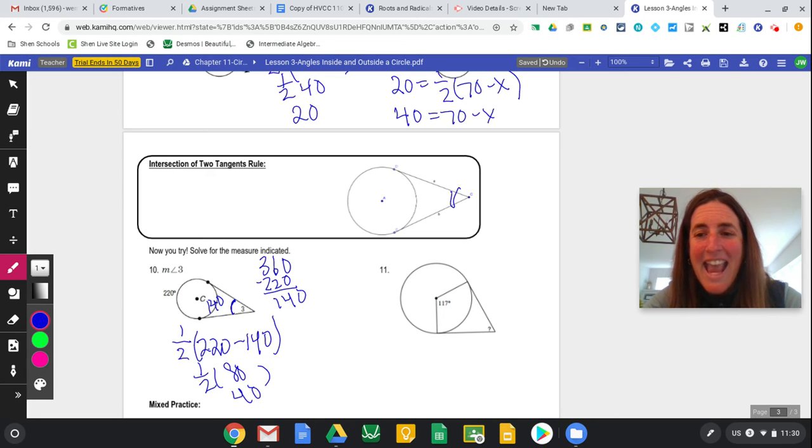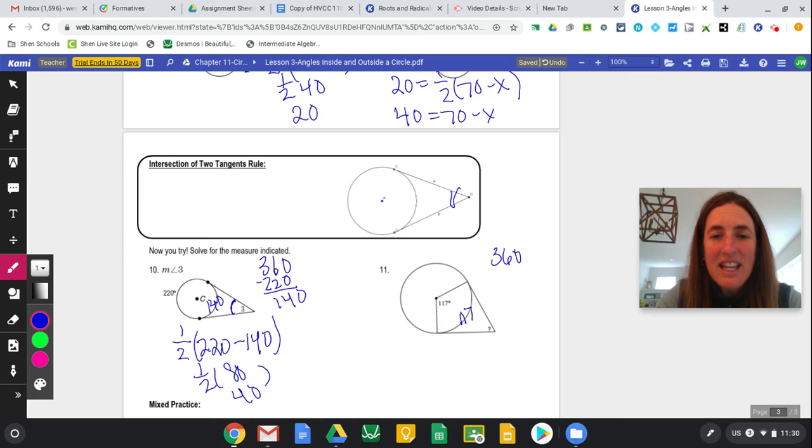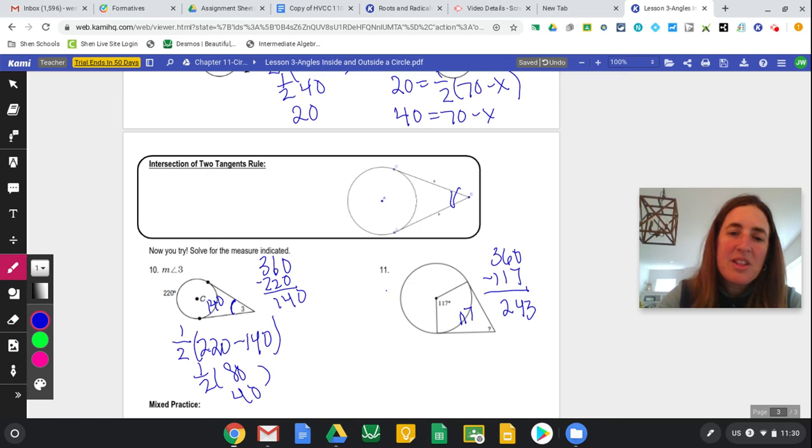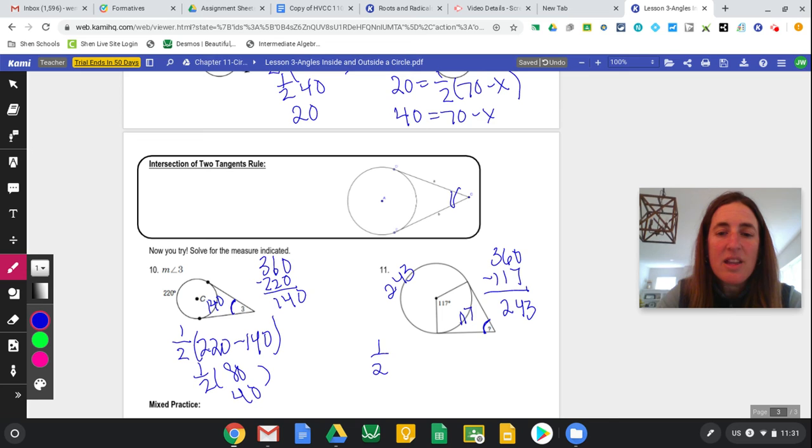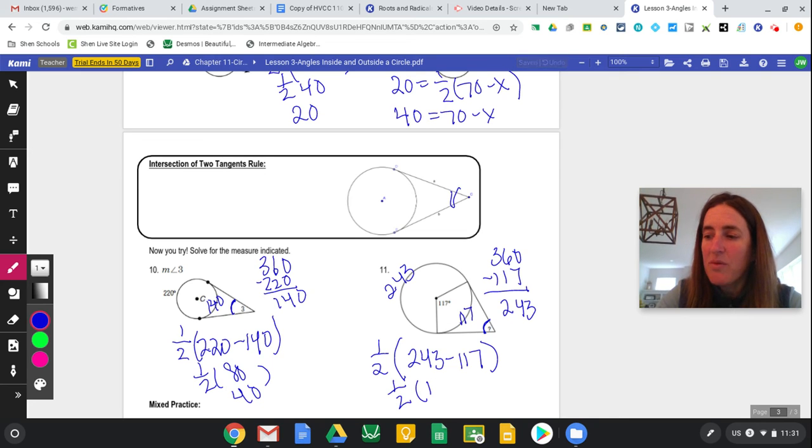Now look at this next one. They give you this angle that's in the center, and if that angle is 117, so is this arc. Now I can do 360 minus 117 to give me 243. That's this arc here. Since it's on the outside and I'm looking for the angle outside here, I subtract 243 minus 117, which is half of 126, just 63. Super fun.